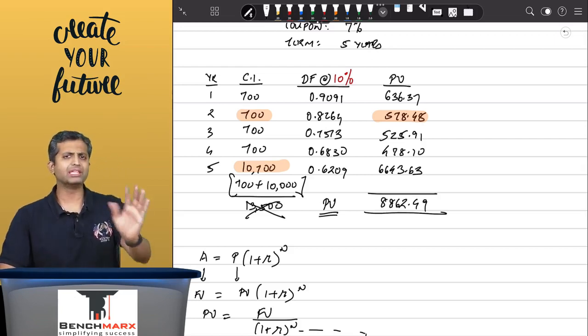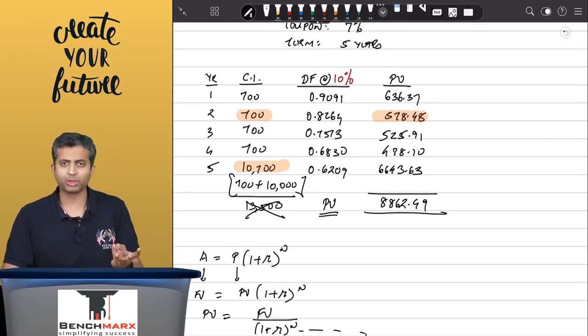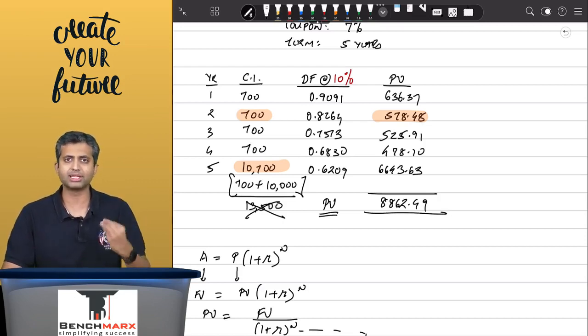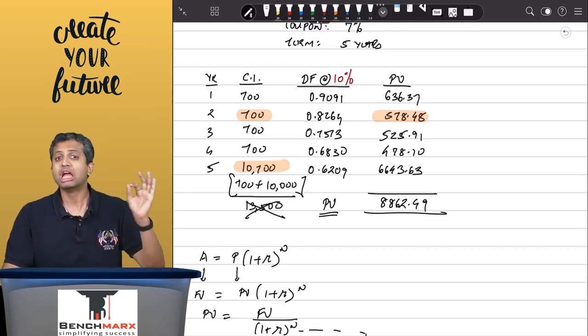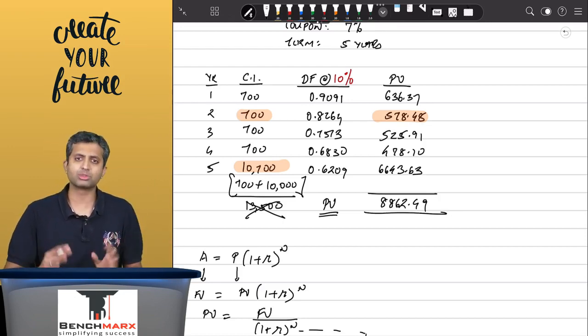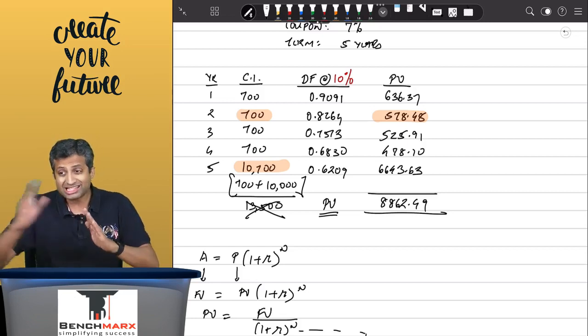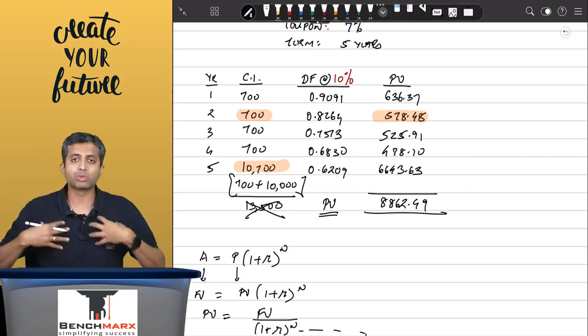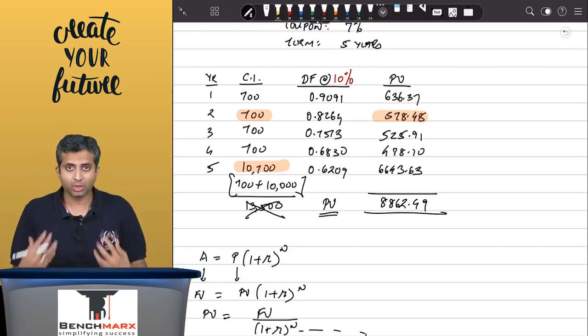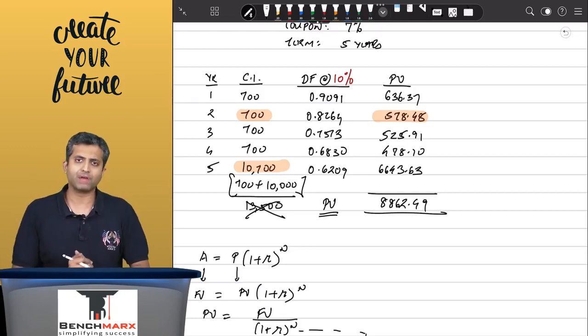The value of any asset in the world of finance, whether it is equity share, whether it is a bond, whether it is a capital budgeting project or anything, a value of any asset in the world of finance, among other things, can theoretically be calculated as the present value of future cash flows. This technique is called as a discounted cash flow technique. So over here, by discounting future cash flows at the required rate of return that an investor requires, you have found the value of a bond.